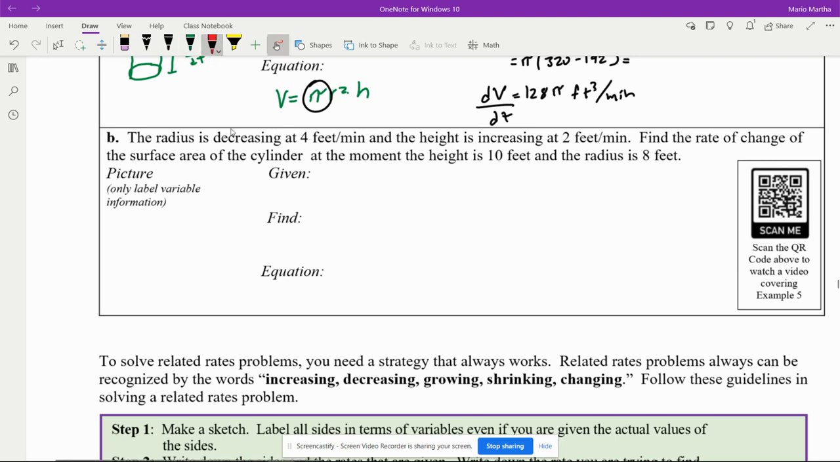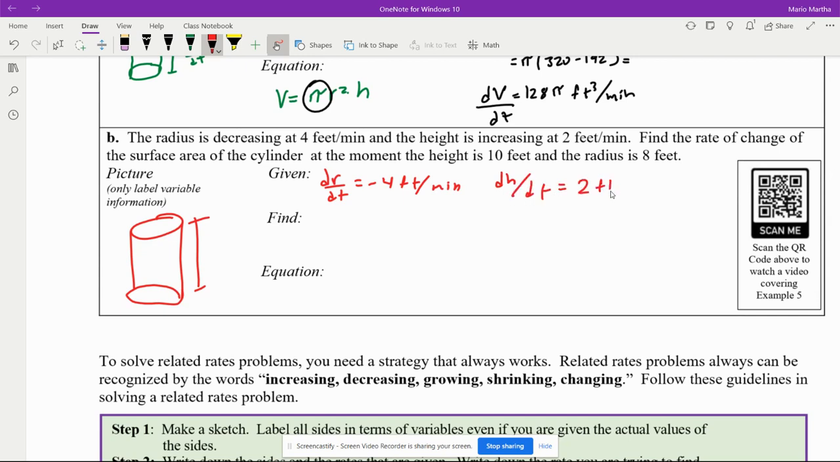So again, we want to write our givens first. In this case, they're saying that the radius is changing. So dr/dt, right? Again, same picture as the previous one, right? The only thing that's changing are the parameters for dr/dt, right? But everything else stays the same, right? Same height. R is 8, and then the height is 10. So dr/dt is decreasing at a rate of negative 4 feet per minute. And then the other one, the height in this case is changing at a rate of 2 feet per minute. So that one's increasing, right?